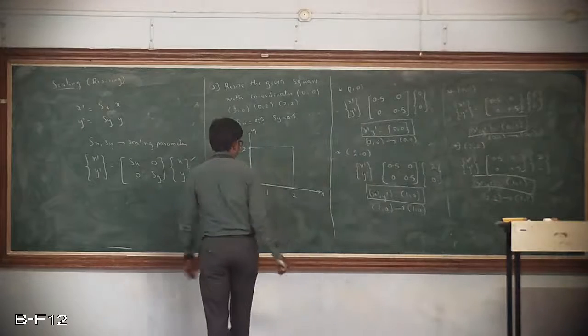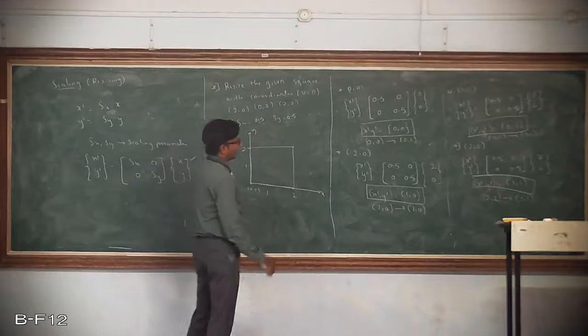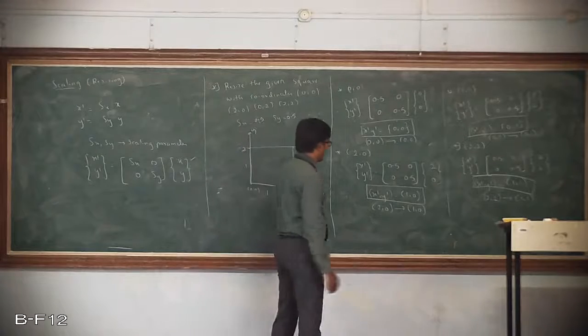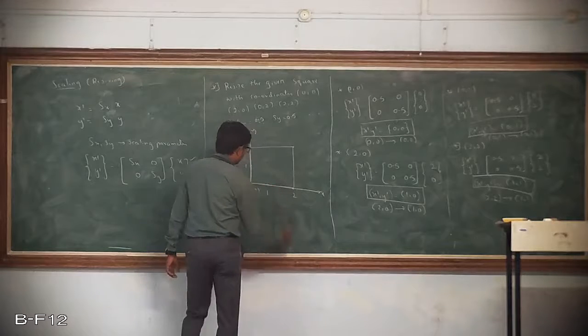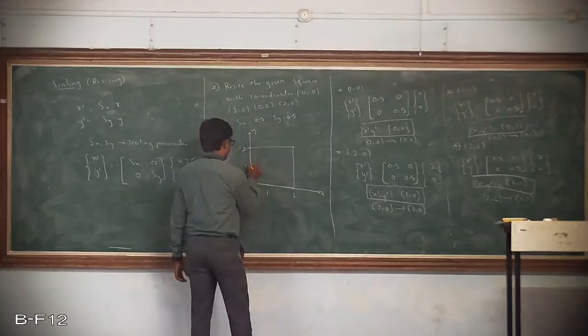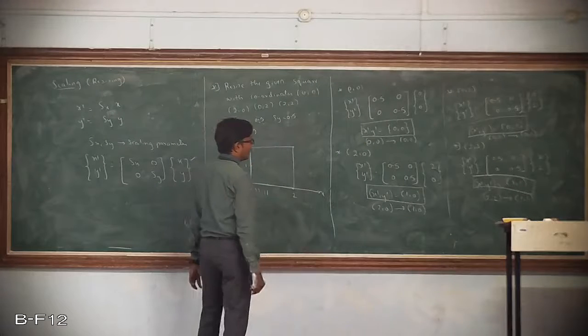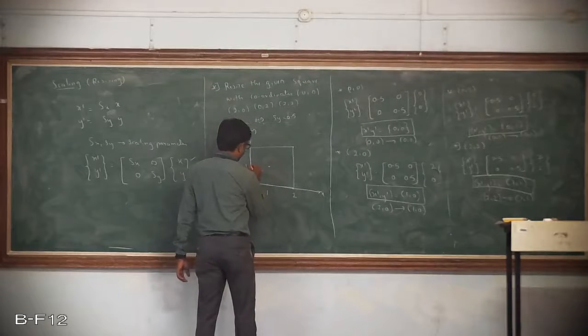So first point is 0 comma 0. It will remain as it is here. The second point is 1 comma 0. So we'll be getting it as here. The point is here. The third point is 0 comma 1. We'll be getting here, and the fourth point is 1 comma 1. So we'll be getting it as here.